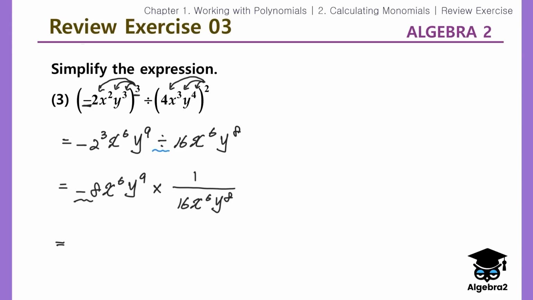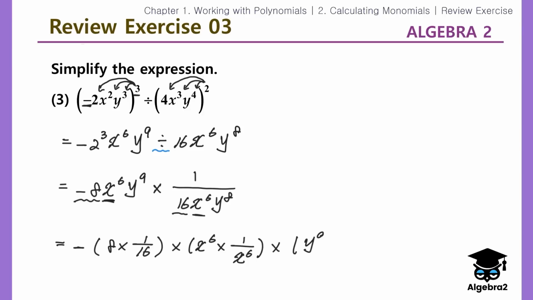So, number first, negative 8. Let me write negative right here. 8 times 1 over 16. And we have x to the 6 and 1 over x to the 6. This is 1 over x to the 6, right? Times y to the 9, 1 over y to the 8, right? So that's 8 times 1, 8 times 2. That's negative 1 over 2.